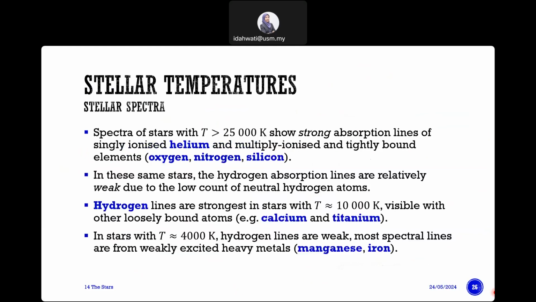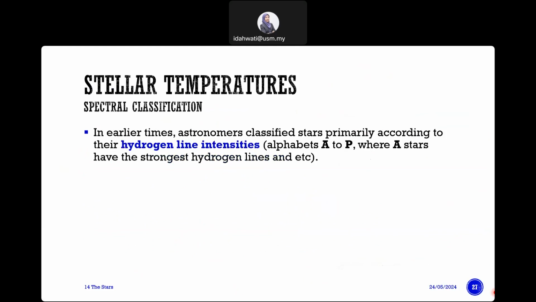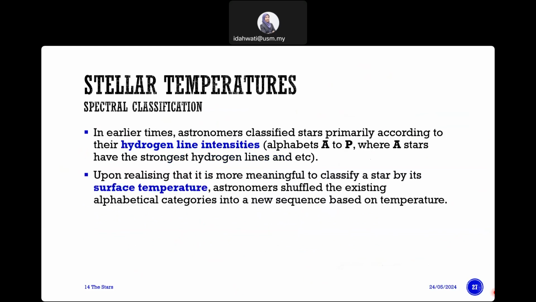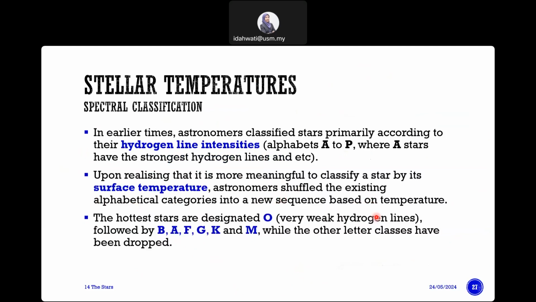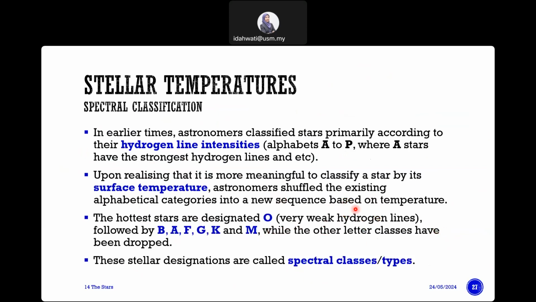Okay, this is spectral classification. To classify a star by its surface temperature, astronomers will categorize it by alphabet into a new sequence based on the temperature. The hottest stars are designated by this. The hydrogen lines are very weak, going from very weak to the strongest one. So this stellar designation is called the spectral classes.